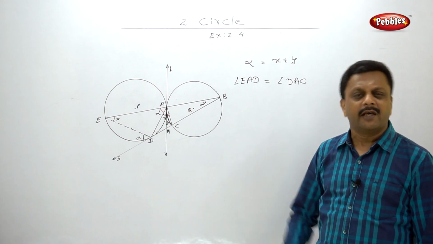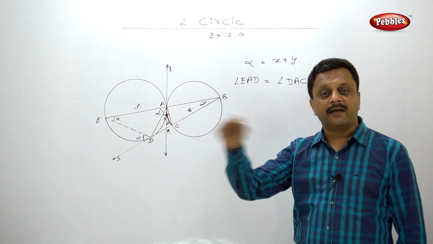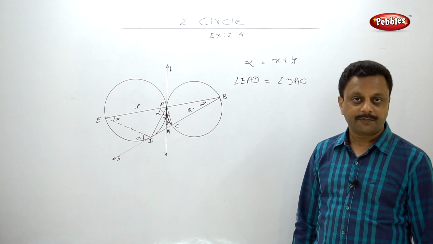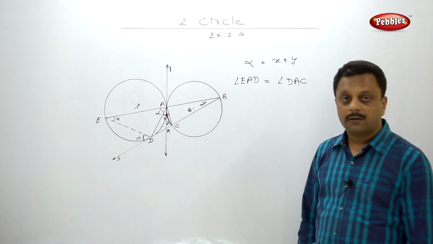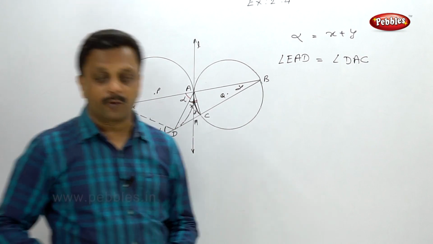In one sentence you write, let us give the names x, y, z and alpha, beta, gamma to the angles, something like that. Okay, and then solve. So with this problem we finish exercise 2.4.